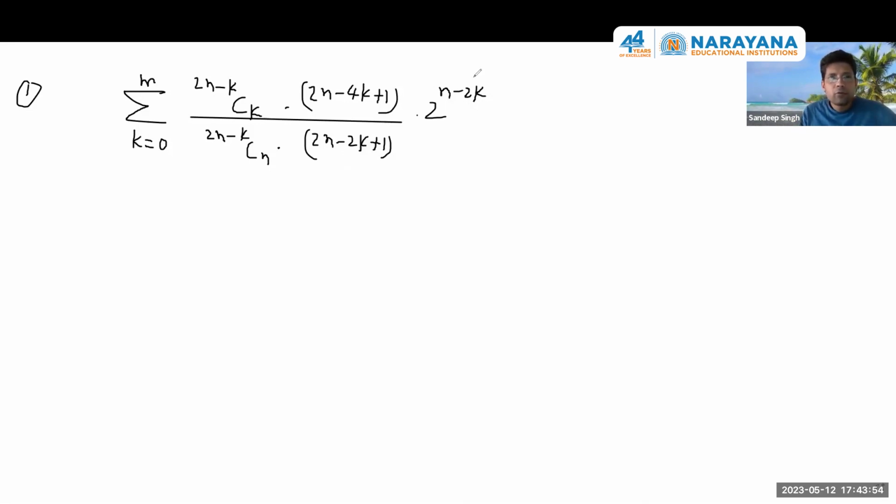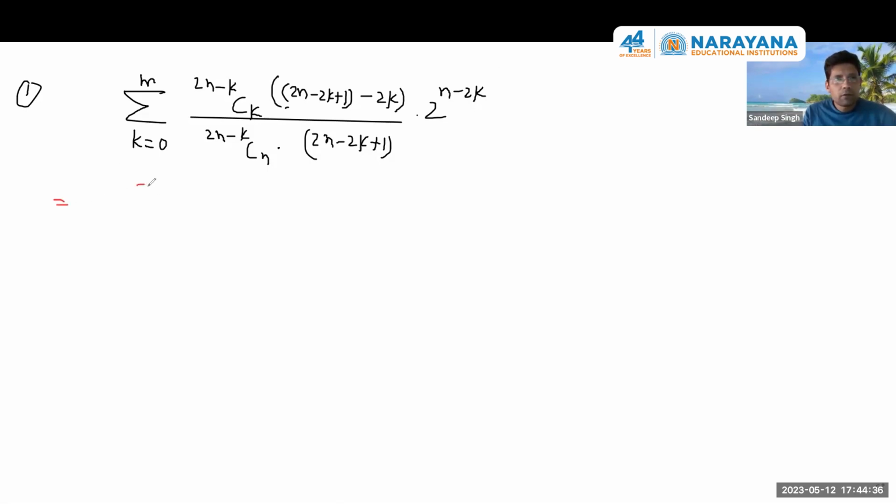Yes. So by converting into factorials, correct? So 2n minus 4k plus 1, how do you want to express that? So can I do one thing? Like 2n minus 4k plus 1, I want to write as 2n minus 2k plus 1 plus 2k. That 2n minus 2k minus 2k. It was minus 4, right? So minus 2k. Can I write it like this? 2n minus 4k plus 1, correct?